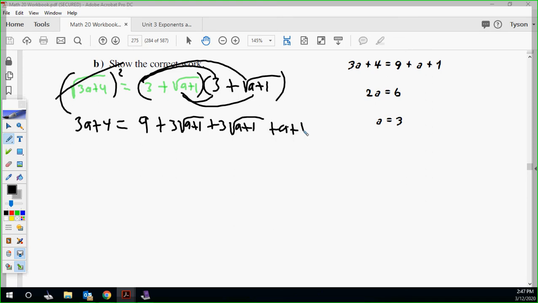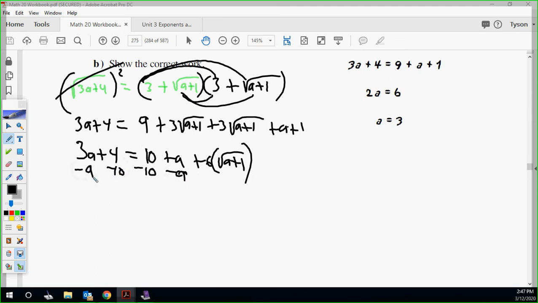Now you're looking at 3a plus 4. If I combine like terms, I have 9 and 1 for a 10. There's just an a. 3 root a plus 1, another 3, that's 6 root a plus 1. And here's my focus now. I want to get that radical term by itself. So I want to move the 10 and the a. We don't need to move the 6. The 6 can stay. So minus the 10, minus the a. Those are gone. So we get 2a minus 6 on the left, and we have 6 radical a plus 1.